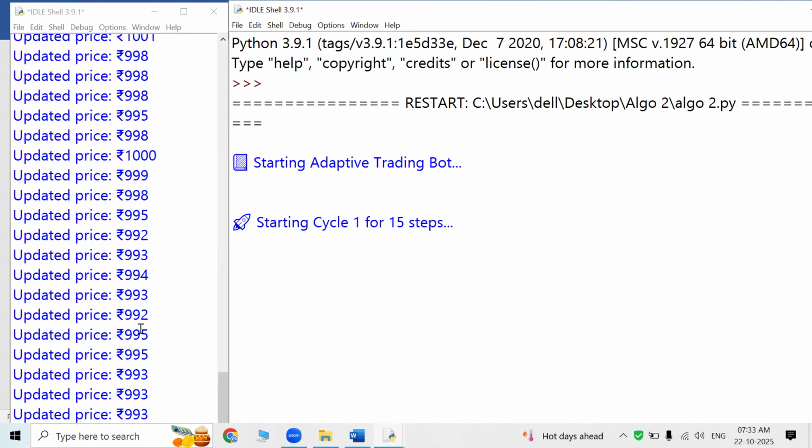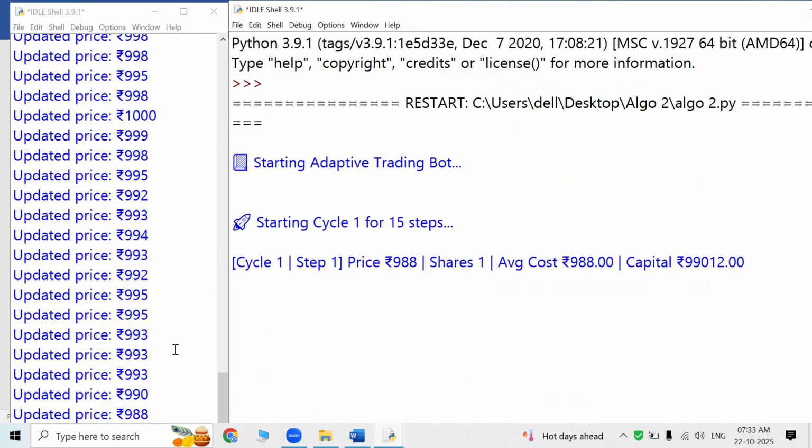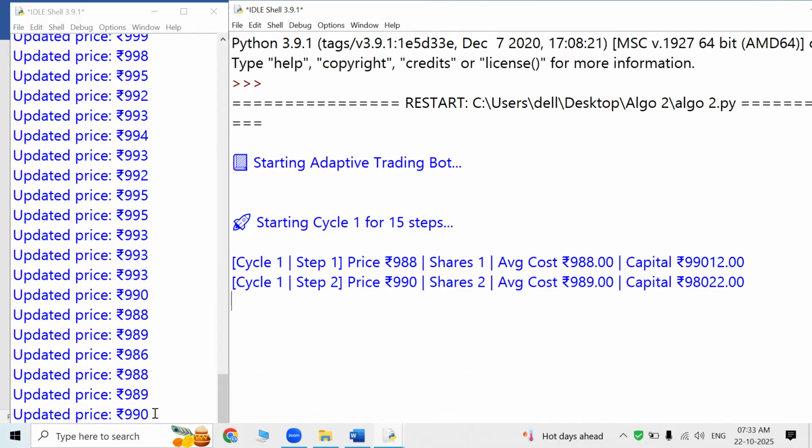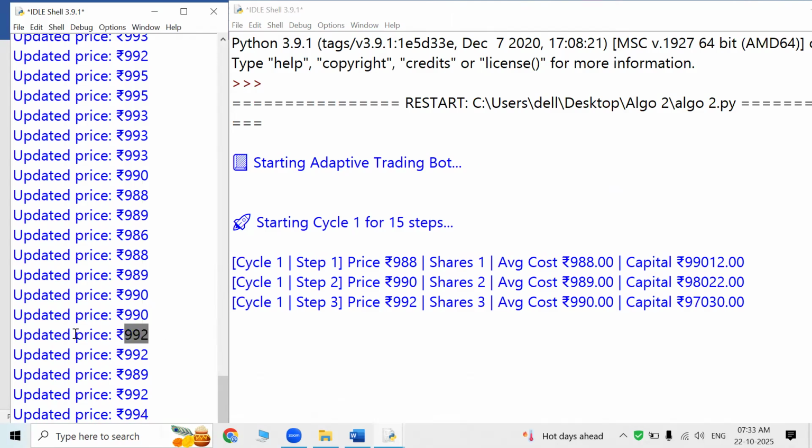It was continuously falling down and still it's falling down because I have created a random price version. I don't know whether it is going to go up or go down. But the algo fires a buy and sell signal to this second window, and you can see here the buy has happened over here at 992.